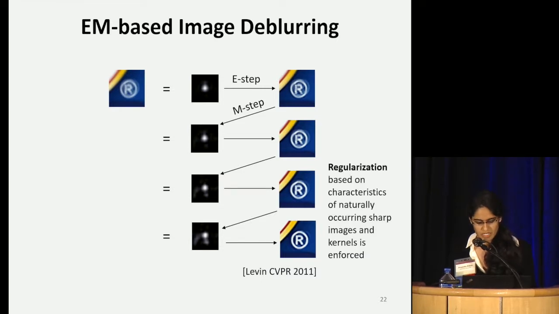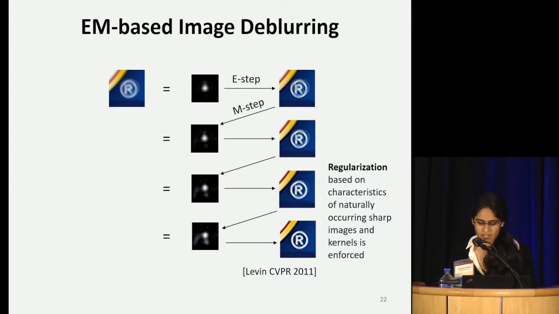Now, the reason this works is because at each step, you enforce some more constraints on this problem, such that the sharp image that you get actually converges towards naturally looking sharp images. So it's not as simple. There are extra constraints that actually enforce this algorithm to converge.